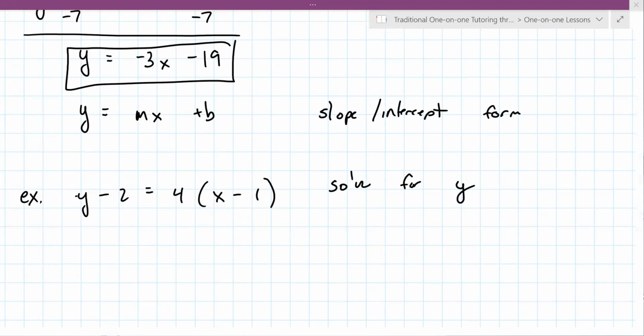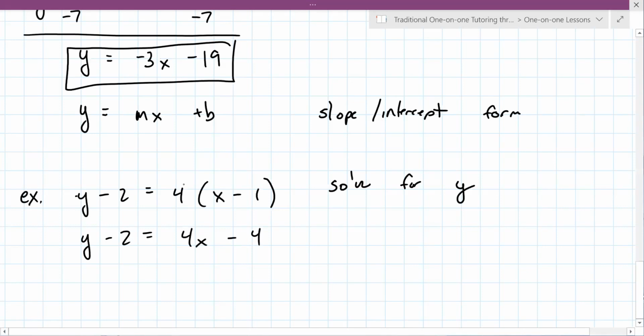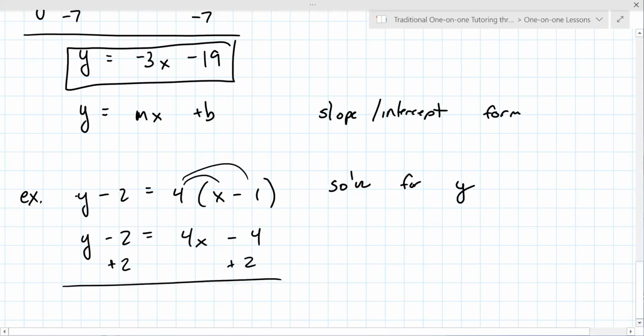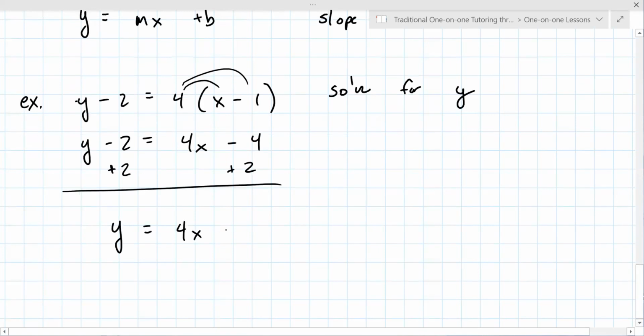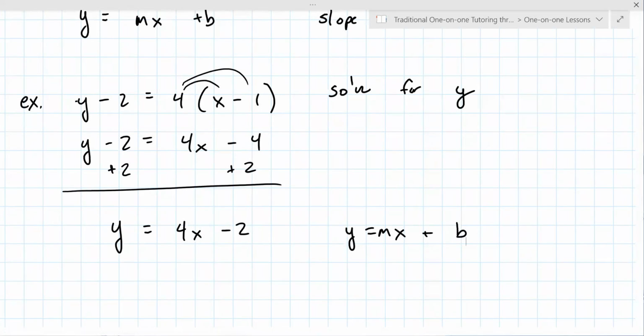Y minus 2 equals 4x minus 4, and then negative 2y equals 4x minus 6. Y minus 2 equals 4x minus 4. You distribute this to both. And then I think I heard you say a 6, but you're adding 2 to both sides to undo a subtraction by 2? Oh, so negative 4. I mean negative 2. Yes. And this is y equals mx plus b form. All right. Y equals 4x minus 2, y equals mx plus b.